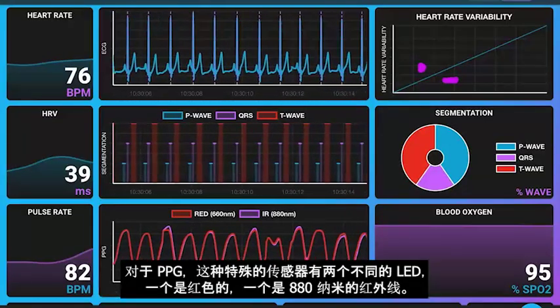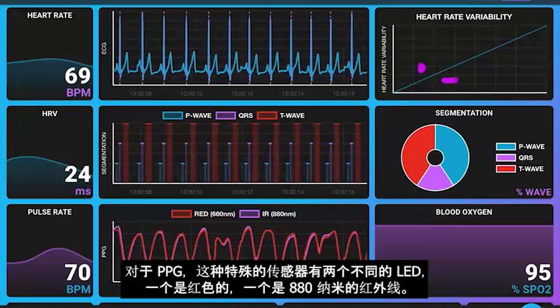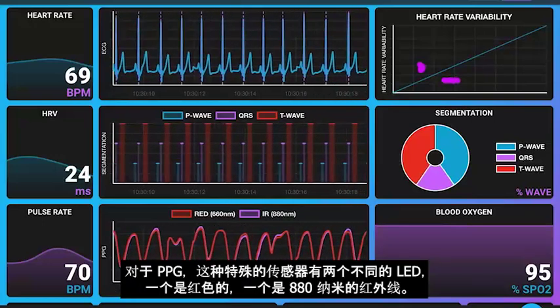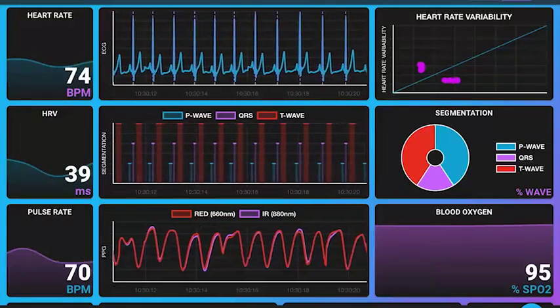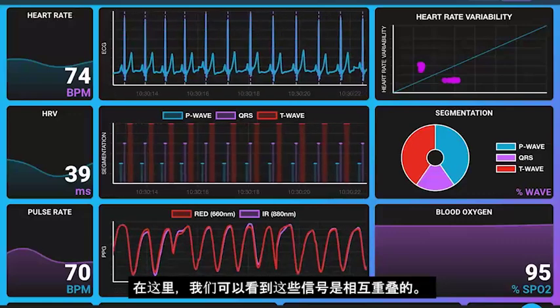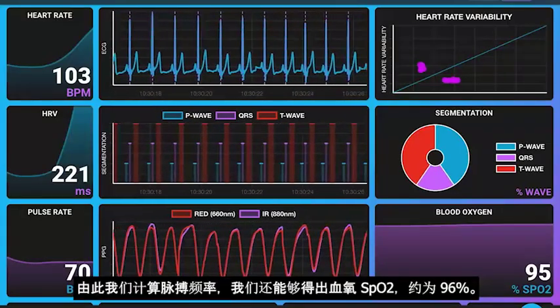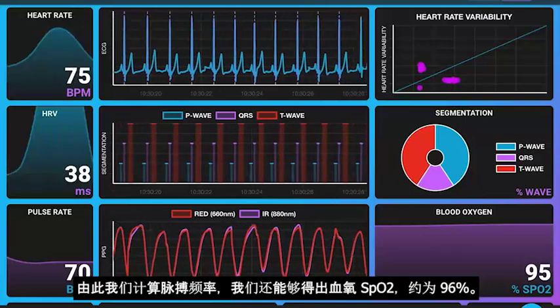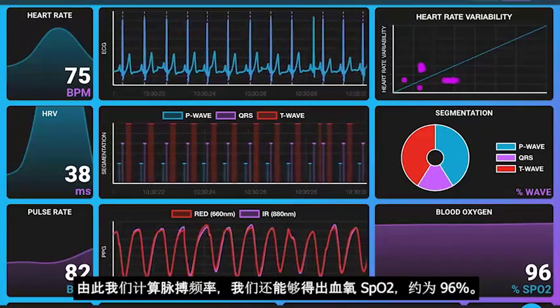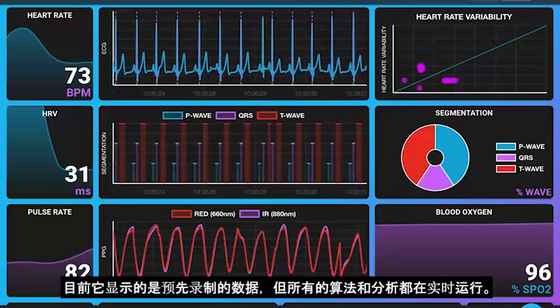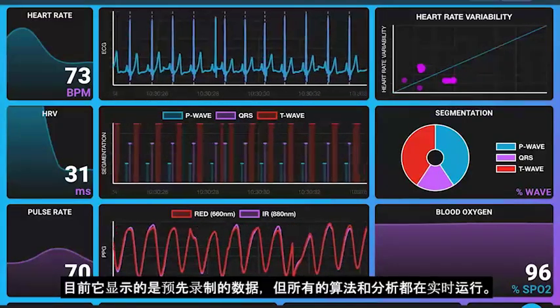Now for PPG, this particular sensor has two different LEDs. It has a red one and an infrared at 880 nanometers. Here we can see that those signals overlap each other, and from this we're calculating the pulse rate. We're also able to derive the blood oxygen, the SpO2, around 96. Right now this is showing pre-recorded data, but all of the algorithms and everything's running live.